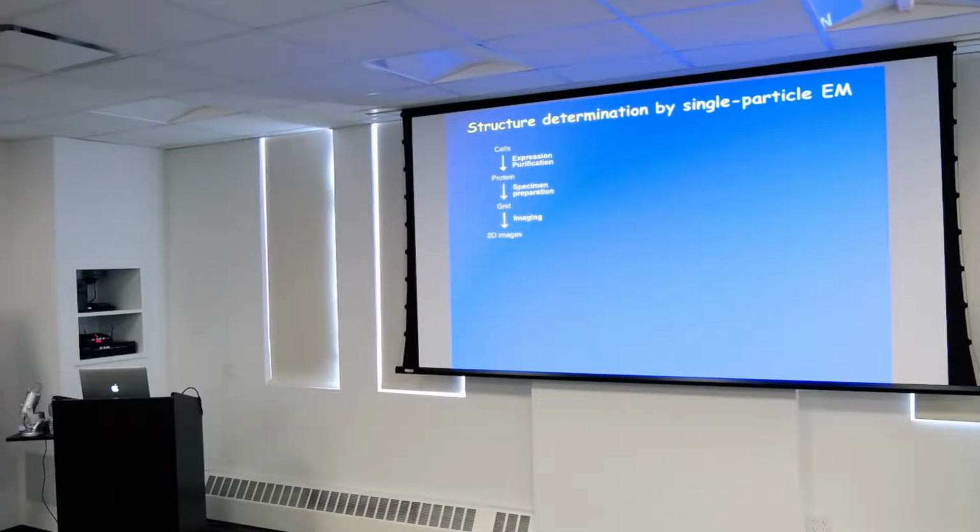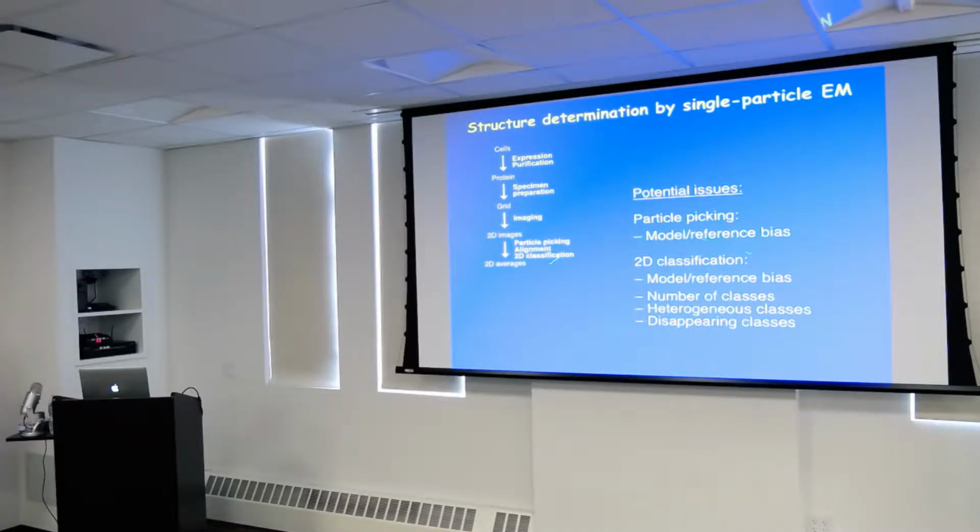So now we have our 2D images, and what we do now is we pick the particles, we align the particles to each other, and we calculate 2D averages. And here we also have problems. A really important problem that has been overlooked by many people for a long time is model bias, reference bias.